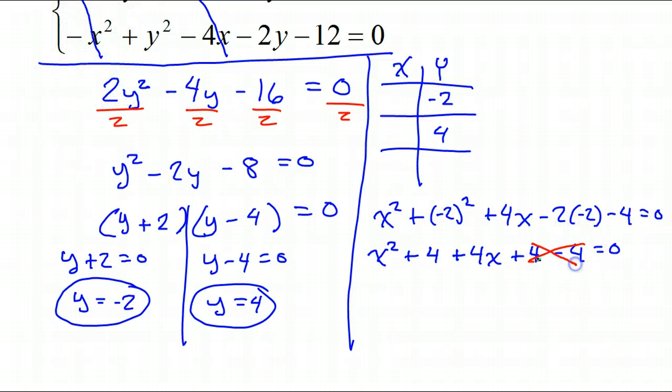Now these positive 4 and minus 4 cancel each other out. So just rewriting this in a normal type of way, I'm going to have x squared, and then plus 4x, and then plus 4 from that, is equal to 0. So these just switch places.